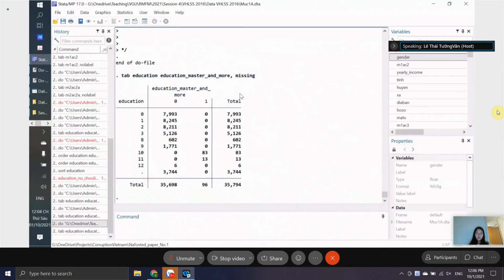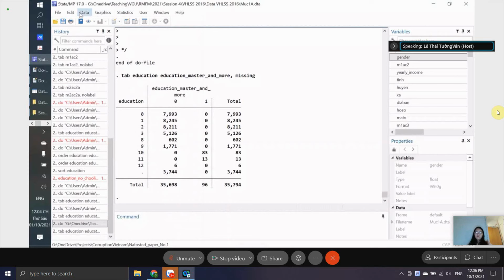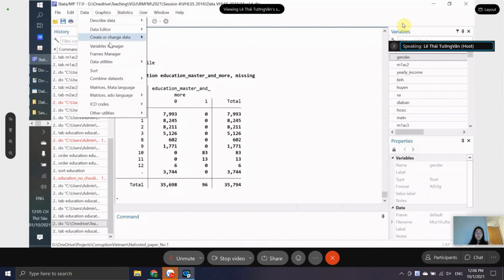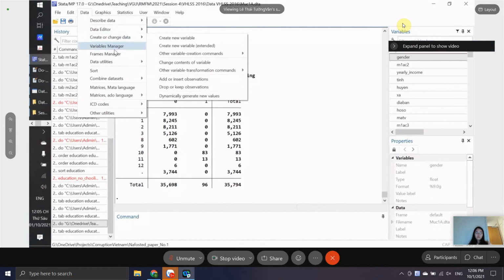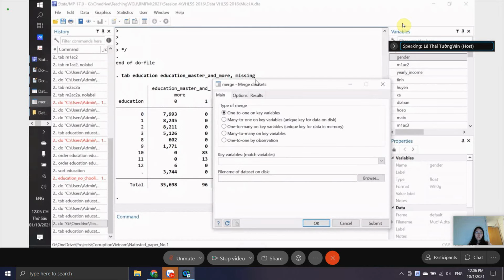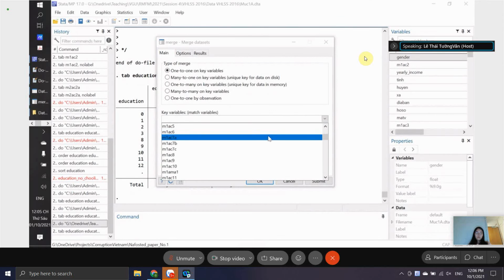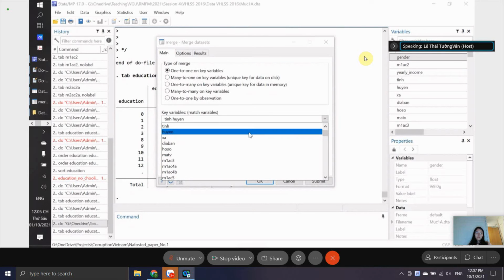Now, ladies and gentlemen, I have been showing off a little bit. Why am I saying that? Because actually you can do those things by the drop-down menu. But you must know where to find it. So you click on data. You have here combine data set. If you want to merge two data sets, you click on it. You want to merge one-to-one on key variables. Then you click on the key variables.